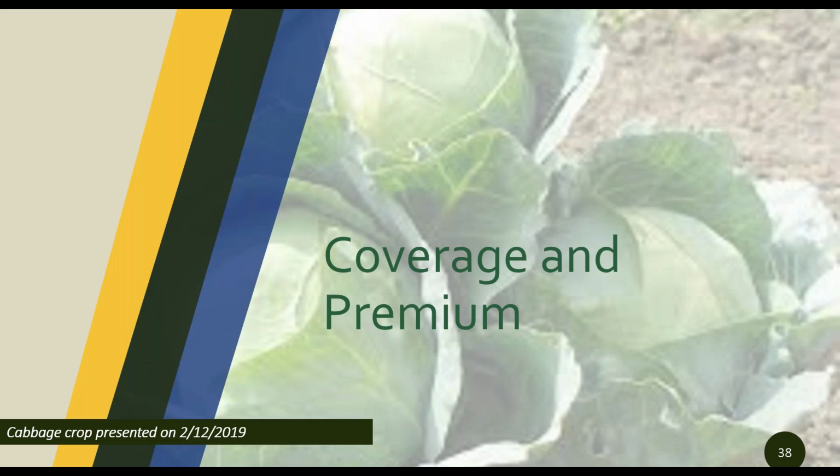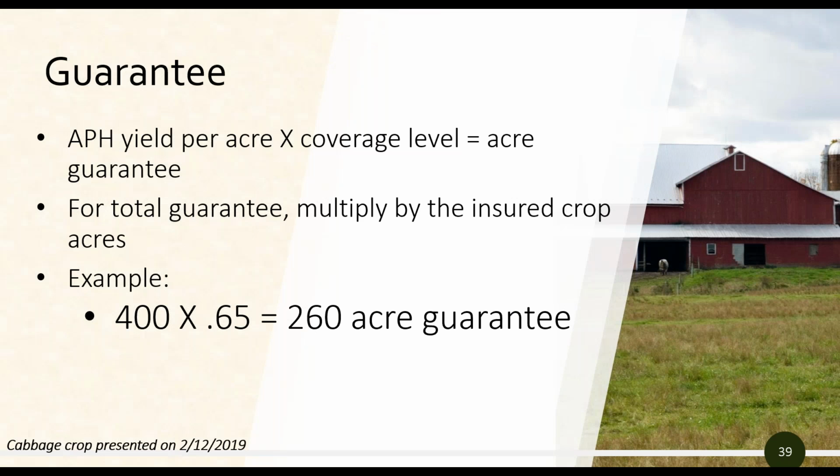Coverage and premium. I did real quick examples here in the next few slides of guarantee, liability, and potential premium. So let's review that. First of all, let's go over guarantee and how to calculate guarantee. In this example, we're going to assume a 65% coverage level for summer planted fresh market cabbage with an APH yield of 400 hundredweight per acre and just one basic unit.